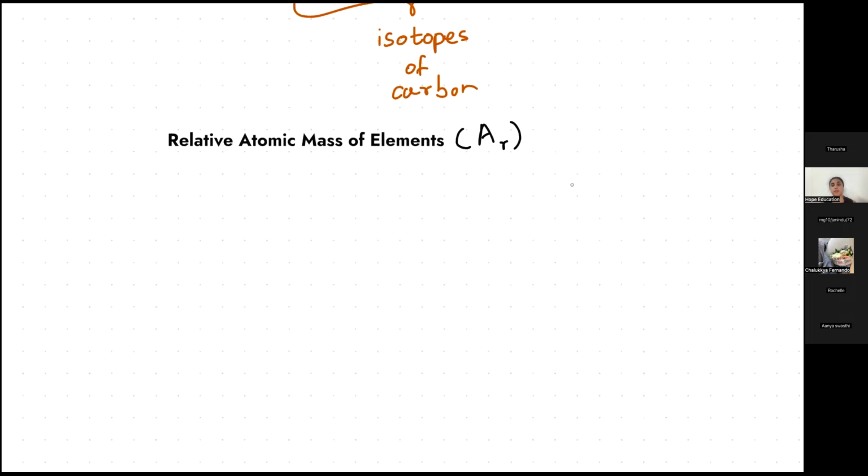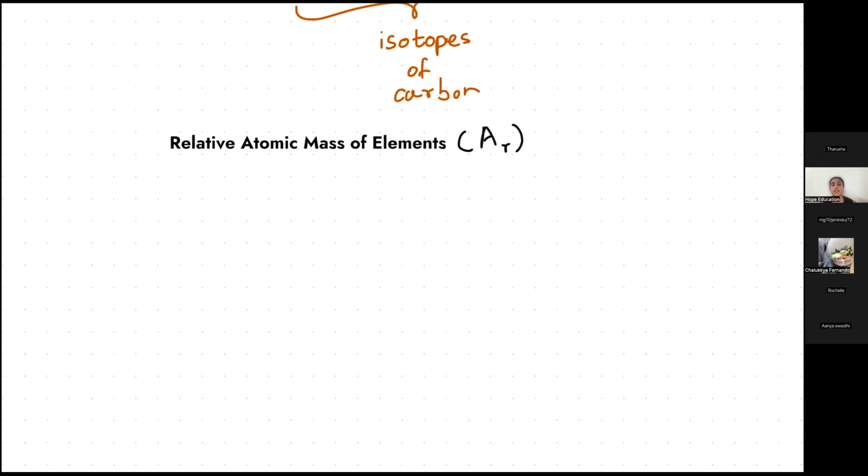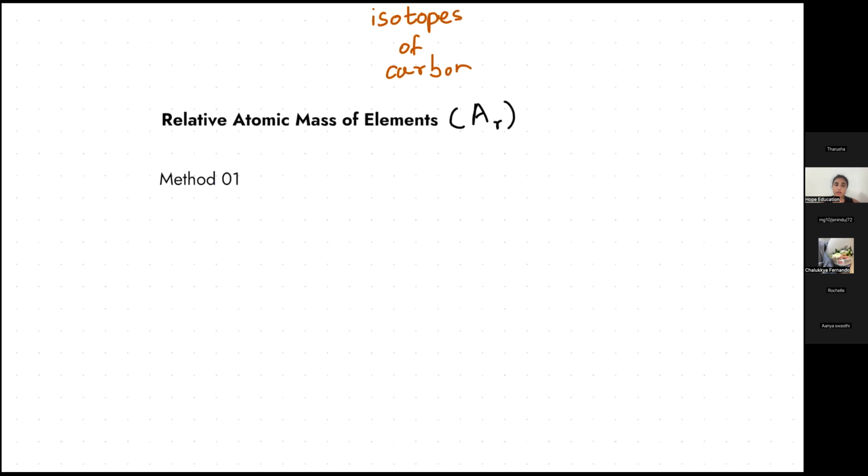Okay. Now relative atomic mass is for elements. We use a concept called relative atomic mass to make it easier to state the mass of elements. You will actually understand as we go on. There are a few methods to do this. So let's talk about method 1.